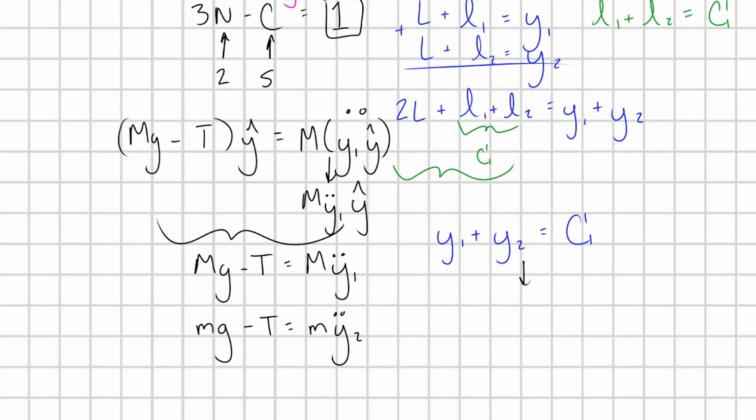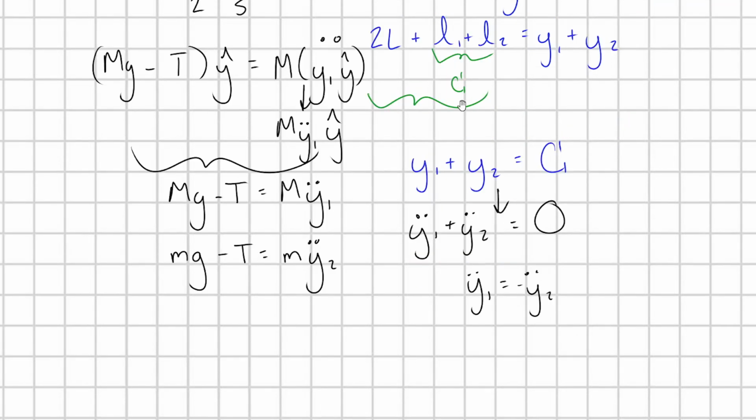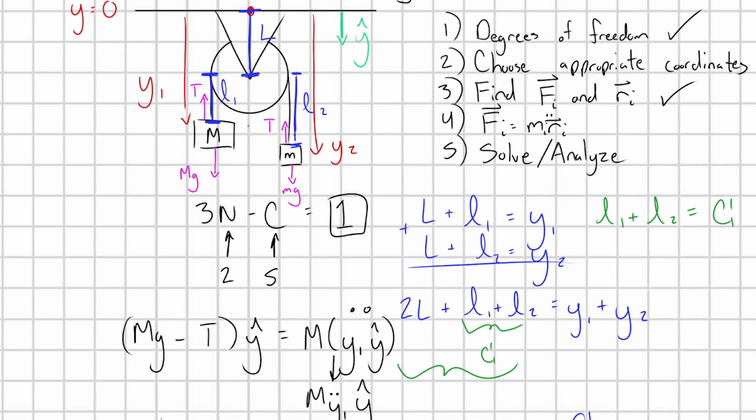Guess what happens if I take two derivatives of this? What am I going to have? I'm going to have y1 double dot plus y2 double dot is equal to the derivative of a constant, 0. Or in other words, y1 double dot equals minus y2 double dot. I think it comes as no surprise that if these blocks are connected by a rope, if the acceleration of the first block is in the positive direction, then the acceleration of the second block is going to be in the negative direction, and they're going to be the same size. They're connected together by the rope.